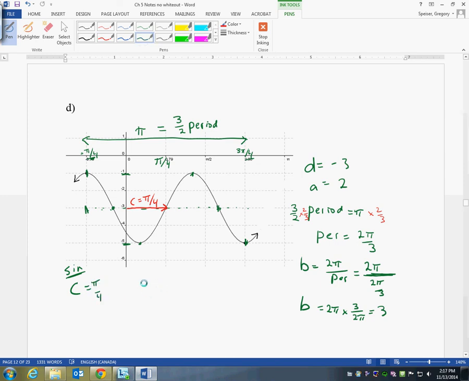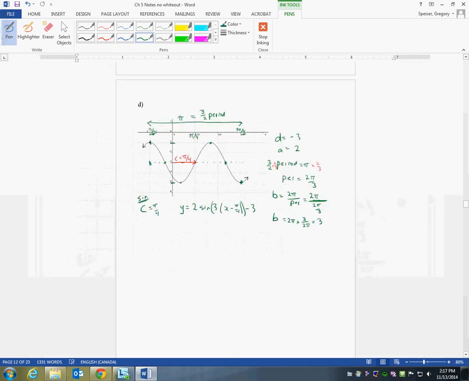So let's make my statement here. Y is going to be equal to the a value of 2 multiplied by the sine of b value, which is 3, multiplied by x minus c, plus my d, which is minus 3. And I should put brackets around this sine function over there. And there's my answer.